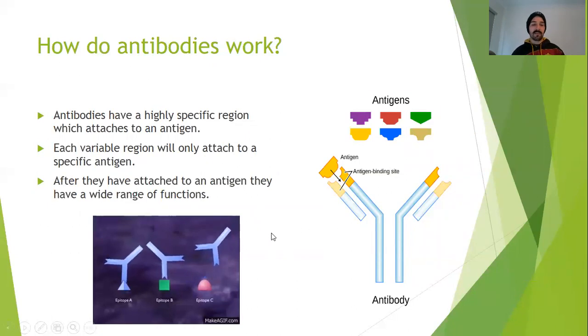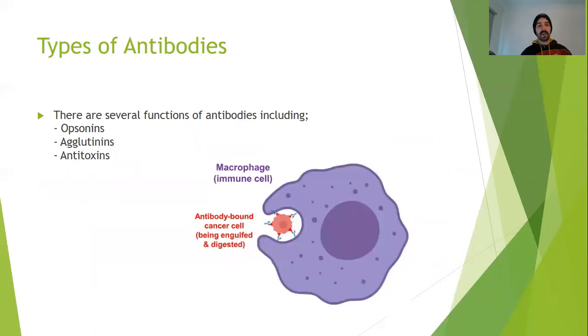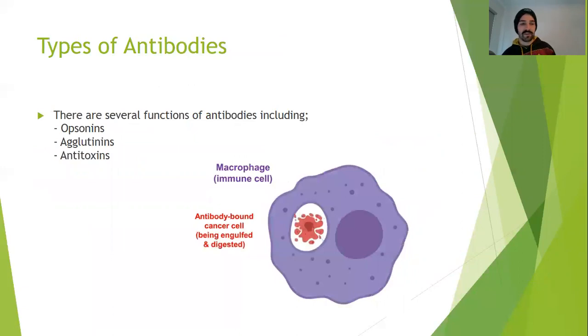And you can see in the GIF down the bottom, here you've got 3 different antigens, sometimes called epitopes, and you can see that this first one binds because the shape of the variable region matches the blue triangle. It doesn't match the square or the semicircle. So they work by attaching to antigens in our body, and then they do a wide range of things after that. So there are 3 main types of antibodies we're going to talk about.